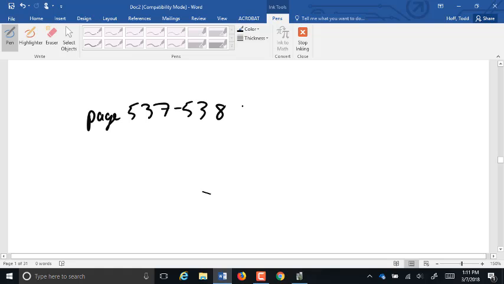Page 537 to 538. Exercise 25-4. 1 through 15, the odds.